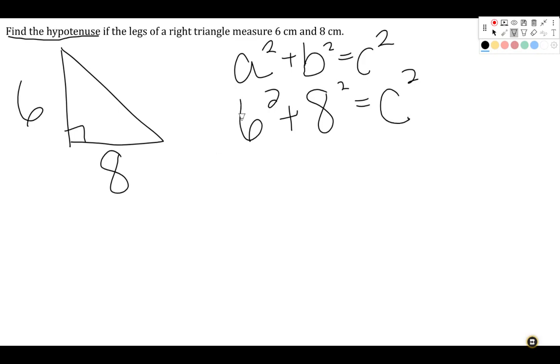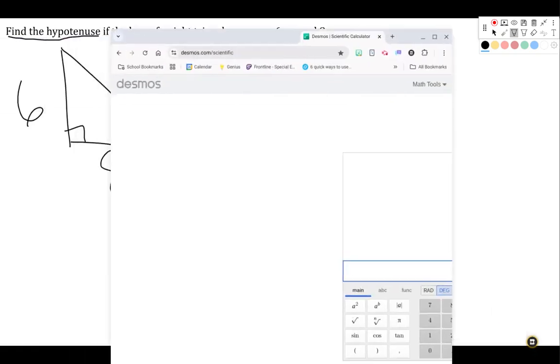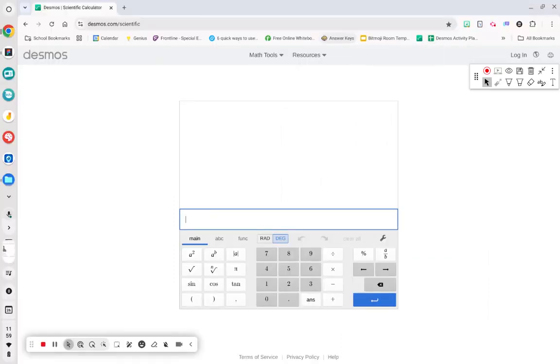From here, you can do some mental math. You can grab your calculator. Let me grab Desmos. You can use Desmos Scientific or Graphing. They both work.